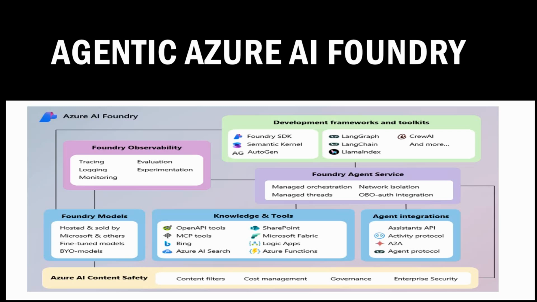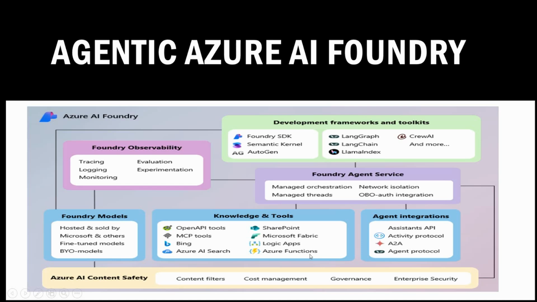There are more than 1,800 models available under the Foundry models, wherein you can deploy or consume the model, and from there you can have the consumption based on that. And then it also has connectivity to knowledge and tools, wherein you can connect it to logic apps or Azure functions, or to Bing or any kind of tool that you can connect with.